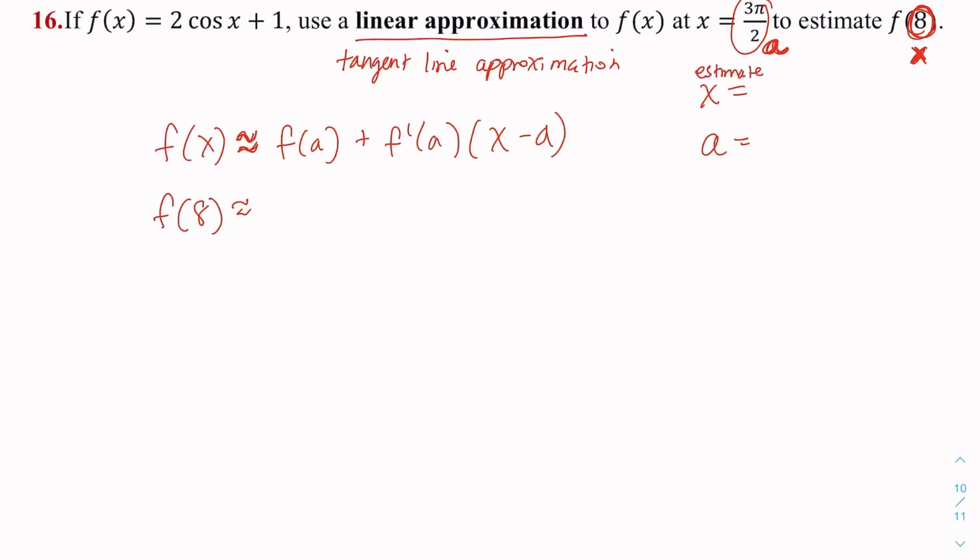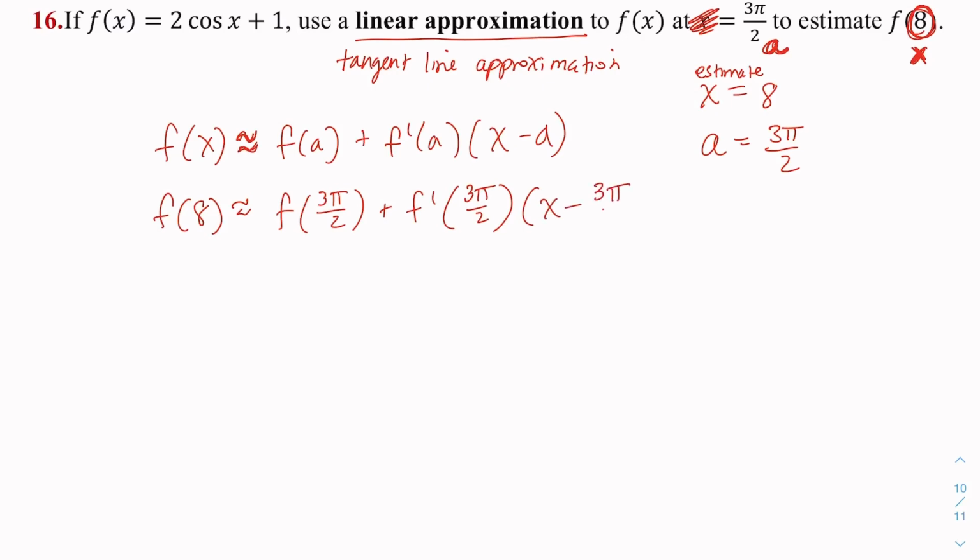So it's a little bit tricky because the thing that's labeled x is actually always the a in our formula. Let me say that again. The guy that's labeled x, it's given in the question, is actually the a in our formula. So if x is 8 and a is 3 pi over 2, now we just plug it all in. So we need f of 3 pi over 2 plus f prime of 3 pi over 2 times x minus 3 pi over 2. And actually I know that x is 8, so I should label that.